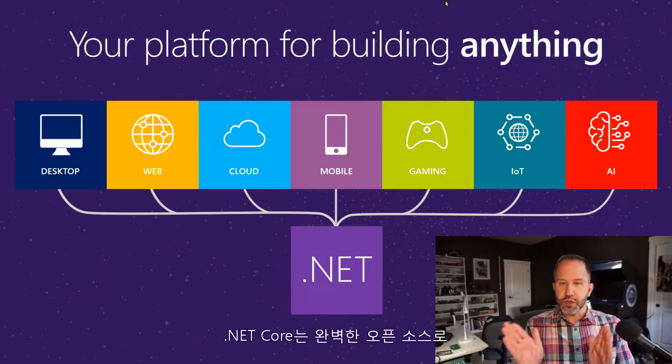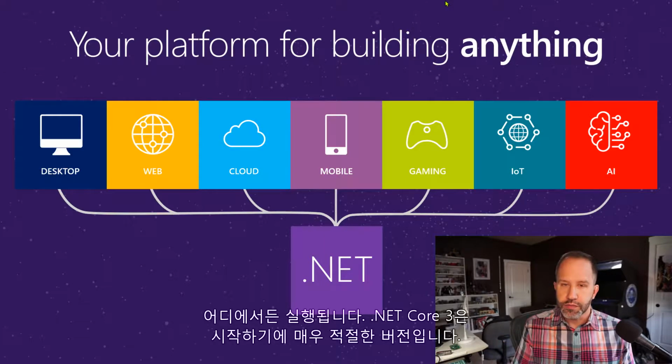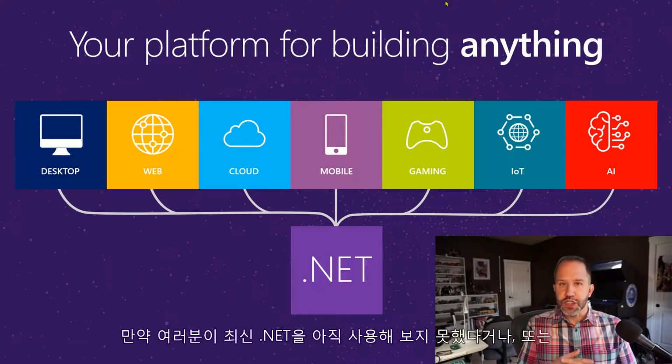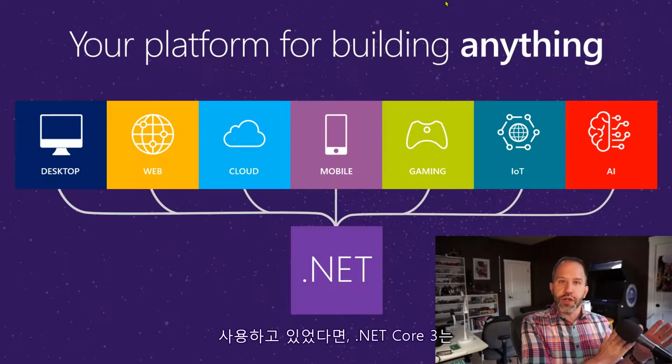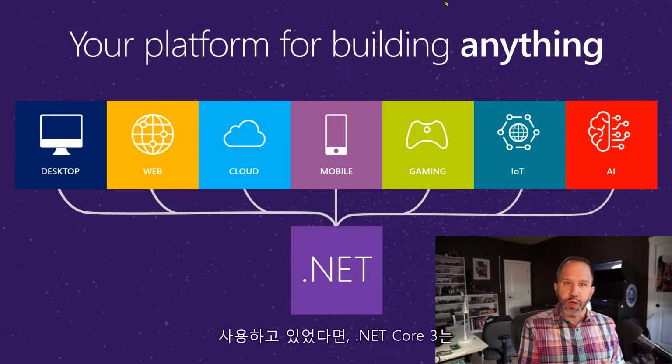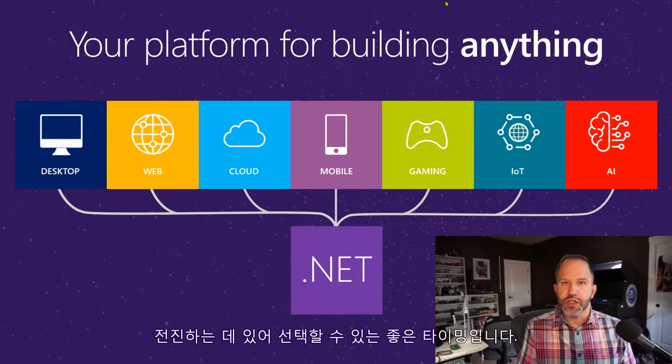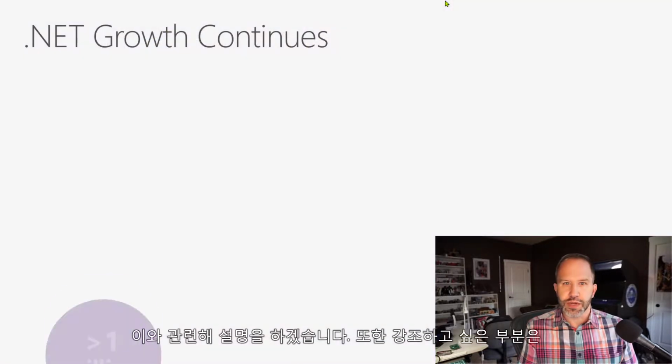.NET Core is fully open source. It runs anywhere. .NET Core 3 is a great version to start on. If you haven't been doing .NET lately, or if you've been doing .NET primarily with .NET Framework 4.7 or 4.8, .NET Core 3 is a good time to move forward. I'll explain that in a little bit.